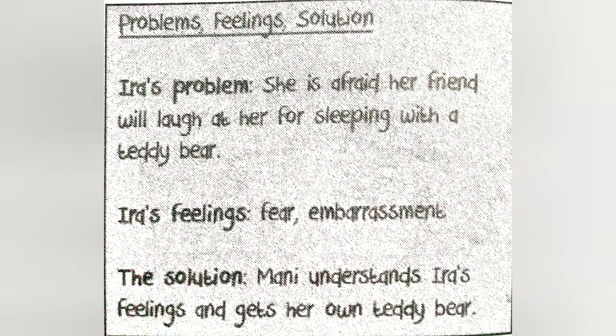The problem is that Ira feels Mani will laugh at her if she knows that she sleeps with a teddy bear. The problem is solved when Mani understands Ira's feelings and gets her own teddy to show her friend that there is no reason to be embarrassed. Ira's problem, her feelings, and the solutions are all realistic.